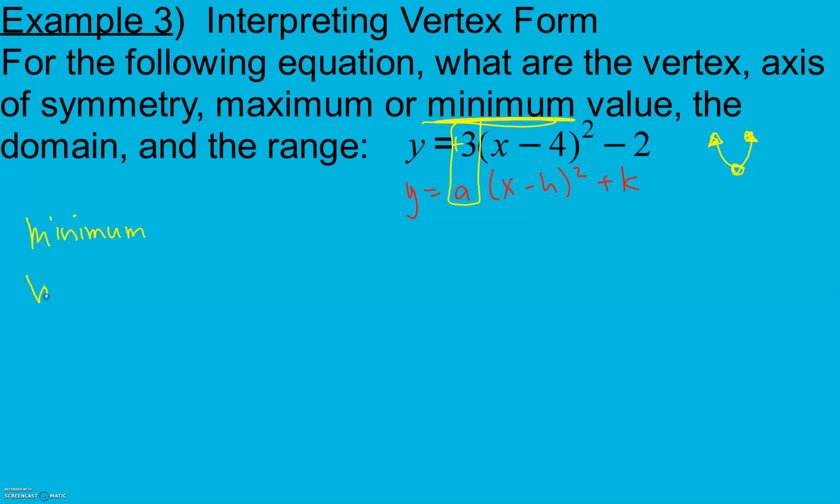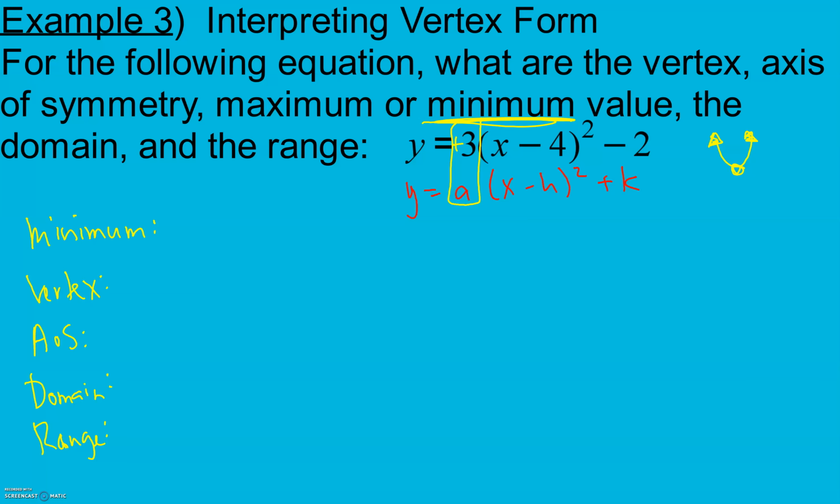We also need our vertex, our axis of symmetry, minimum or maximum and the value, domain, and the range. So a lot of stuff we're going to find here. It'll never be a maximum and a minimum. It's always one or the other. So you need to label it accordingly.